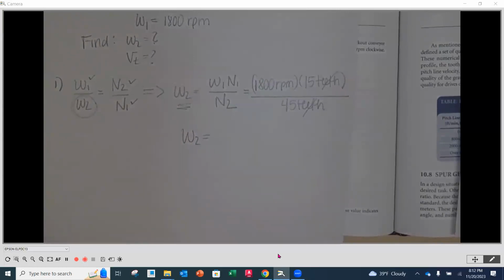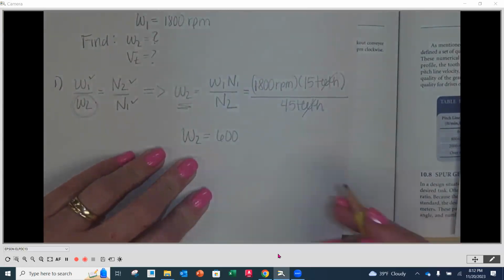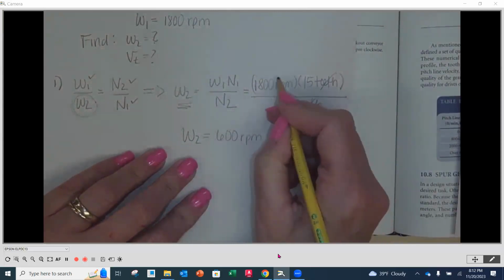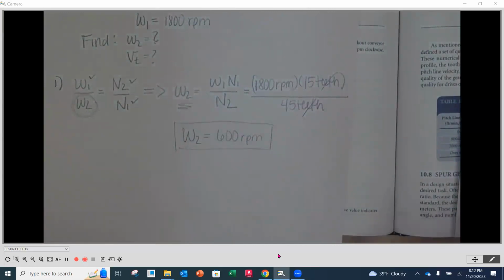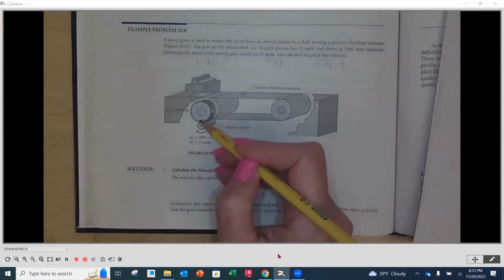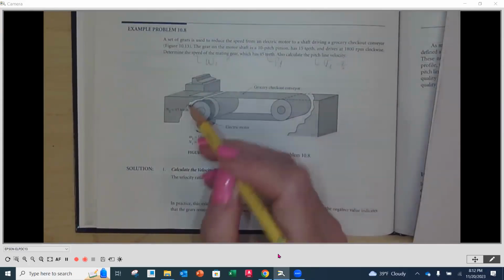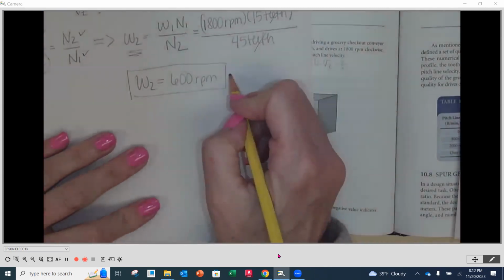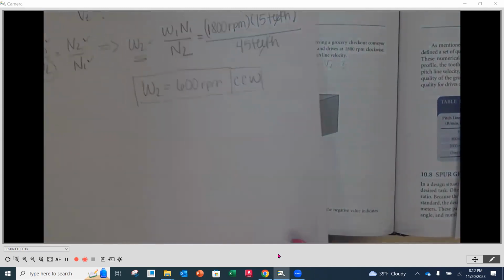Did I do that right? 600. And my units are RPMs, right? That's what's left over. That's what didn't get crossed out, RPMs. Now, to complete this and to fully define it, we should identify its direction of rotation. As we look here, since W1 is going clockwise, W2 has to go in the opposite direction, right? Counterclockwise. So we do want to add that to the end here, counterclockwise, as part of the answer. Okay, so that's our first one.